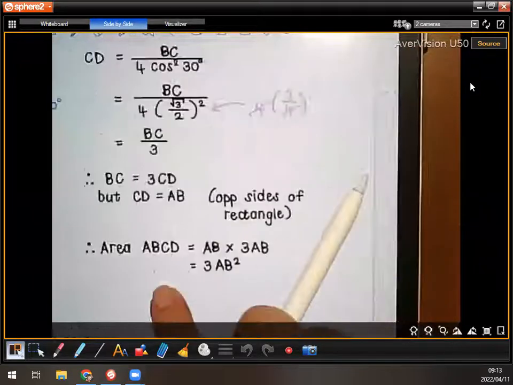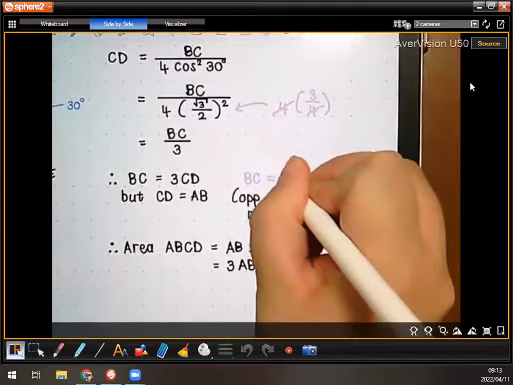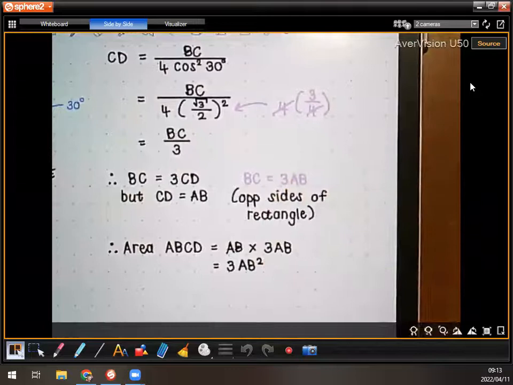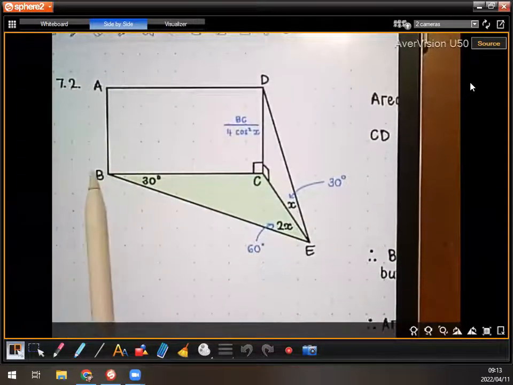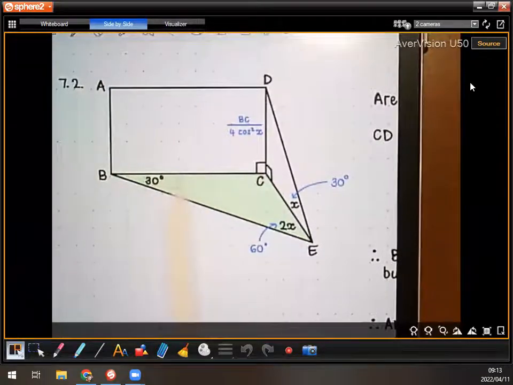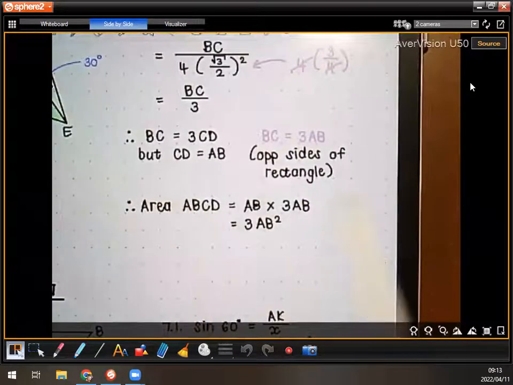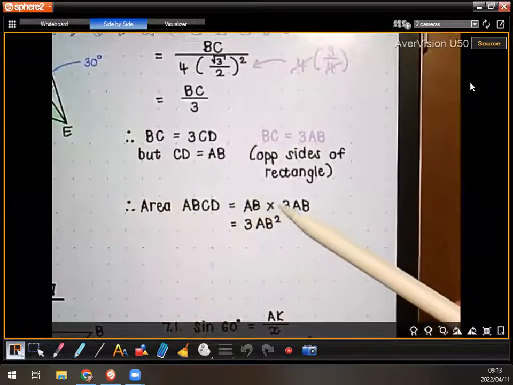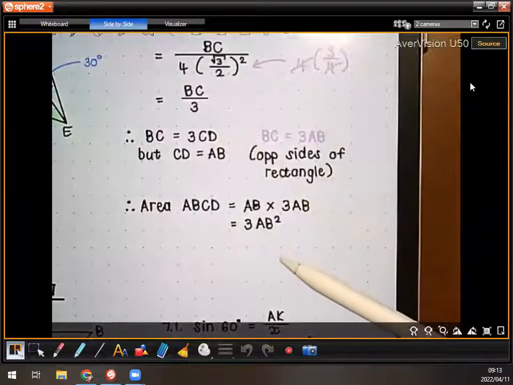So we can actually say that BC is 3 times AB. Does that make sense? The CD and AB are equal, right? It's a rectangle. So then if you're finding the area of this rectangle, you can say that it is BC times AB. So whatever we just got for BC, 3AB times AB. Right, so the area of ABCD is AB, that's the breadth, multiplied by the length, which I just calculated up there.